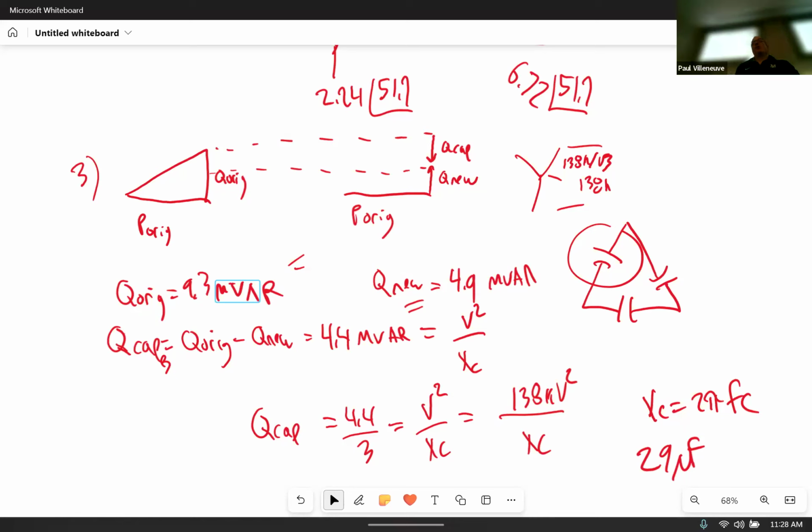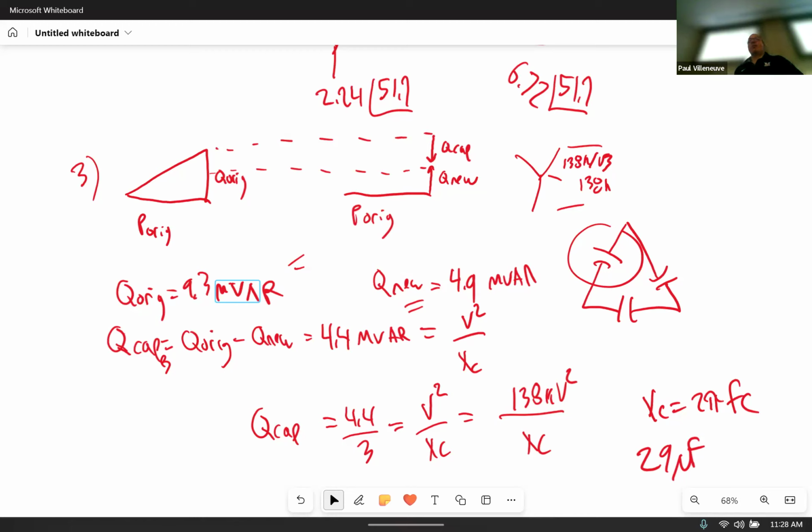I'm going to go to the store. I'm going to go to Home Depot and I'm going to buy a 138 kV, 29.9 microfarad capacitor or a 90 microfarad capacitor to build my cap bank. I'm not going to do either of those.